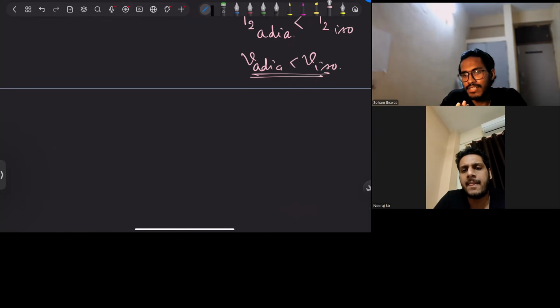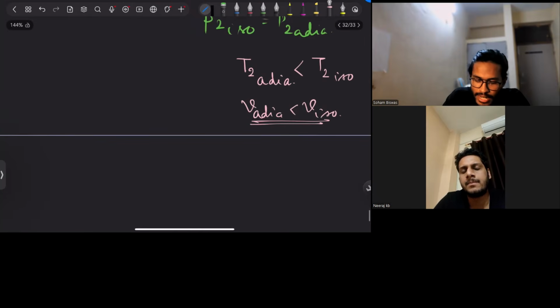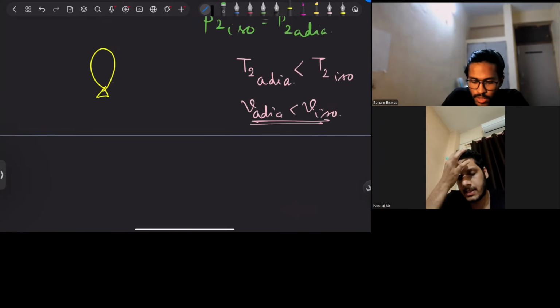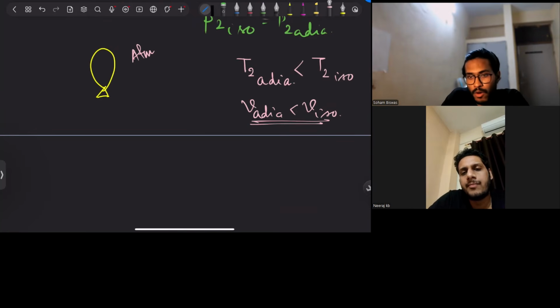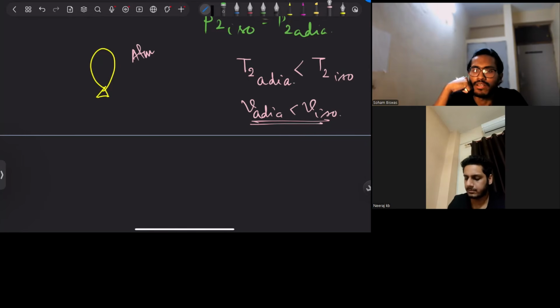Now I have taken out the balloon into the atmosphere. This is your atmosphere, and now I just keep it for maybe 1 hour. Then draw the PV diagram for that 1 hour. What will happen?